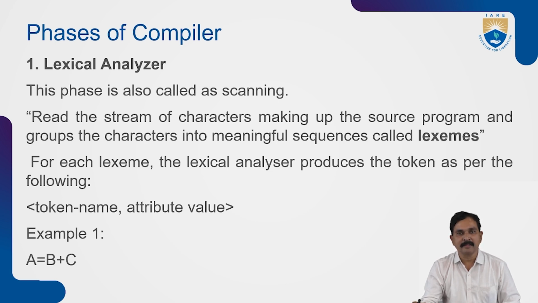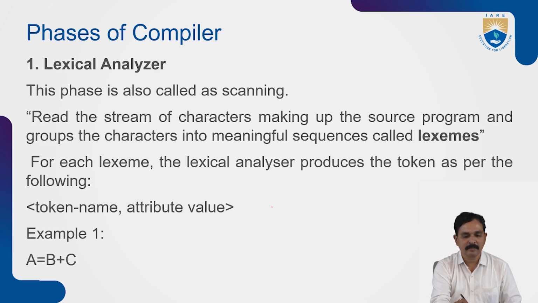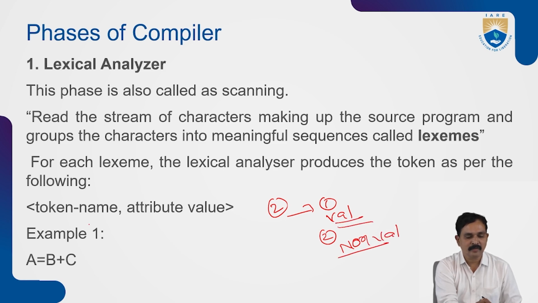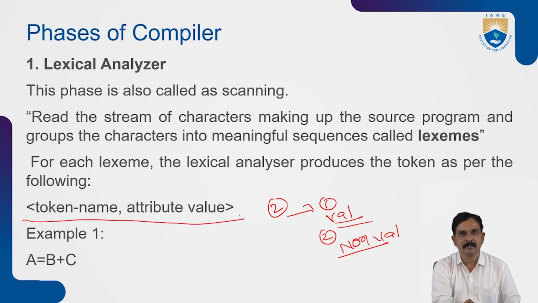Here we define two types of tokens. One is called value tokens, and the other is non-value tokens. In the case of value tokens, we should follow this kind of syntax: the token name and the attribute value.